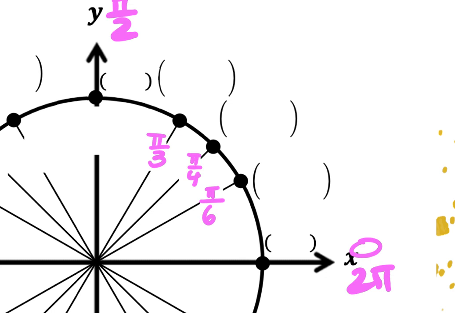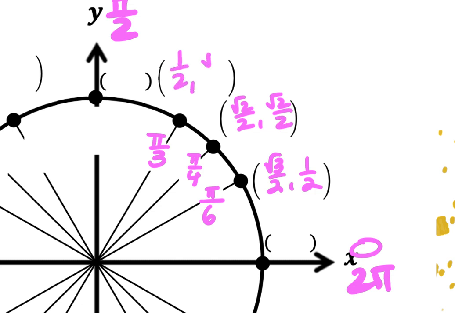Now do the coordinate points. So at the π over 6, in the first quadrant, this is root 3 over 2 and 1/2. At the π over 4, it's root 2 over 2 and root 2 over 2. And at the π over 3, it's 1/2 and root 3 over 2. And then add on your tangents. At the π over 6, it's root 3 over 3. At the π over 4, it's 1. And at the π over 3, it's root 3.